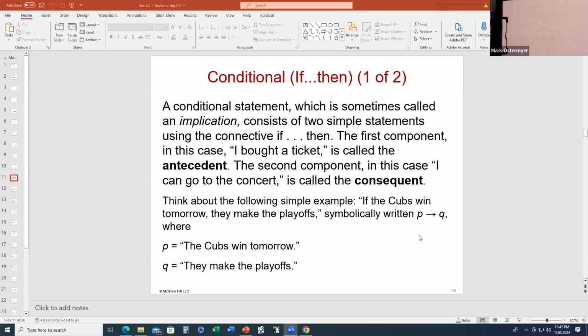I didn't catch the first word. Was the first word out of your mouth if? Yes, you are correct. If the Cubs win tomorrow, then they make the playoffs. That's exactly how you read that conditional statement. So you've got the if then construct in there. You must always have the words if and then if you ever see a simple statement, a one directional arrow, then another simple statement. Got to have it.